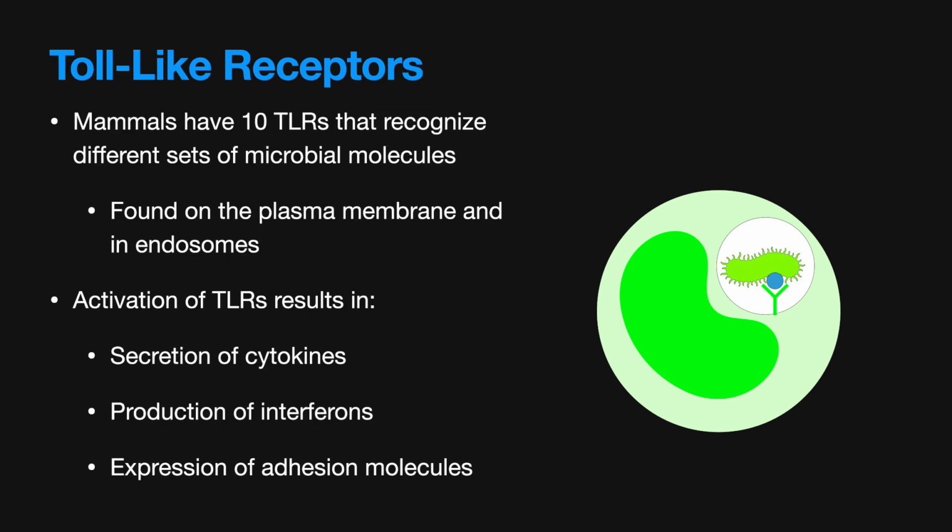Toll-like receptors are a major pattern recognition receptor for phagocytes. Mammals have 10 toll-like receptor types that each recognize different sets of microbial molecules. They are primarily found on the plasma membrane and in the endosomes. Activation of a TLR results in secretion of cytokines, production of interferons, and expression of adhesion molecules that help leukocytes migrate towards a site of infection.